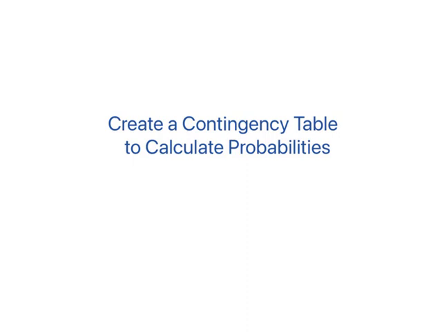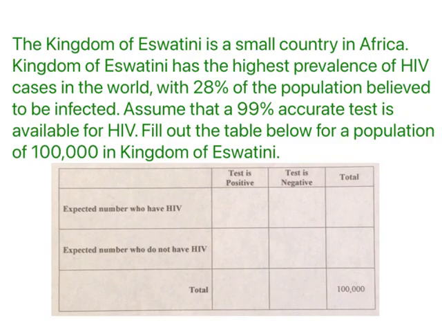Let's create a contingency table to calculate probabilities. The Kingdom of Eswatini is a small country in Africa. Kingdom of Eswatini has the highest prevalence of HIV cases in the world, with 28% of the population believed to be infected. Assume that a 99% accurate test is available for HIV. Fill out the table below for a population of 100,000 in Kingdom of Eswatini.